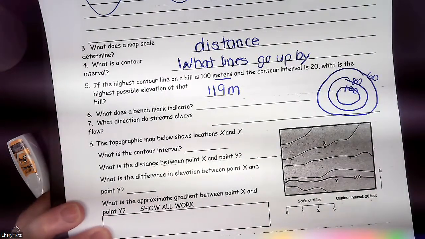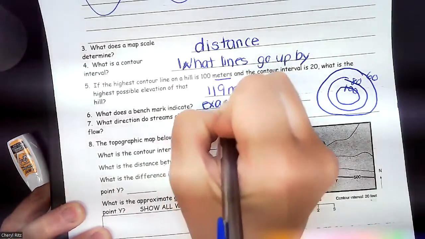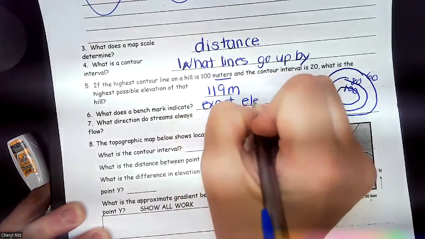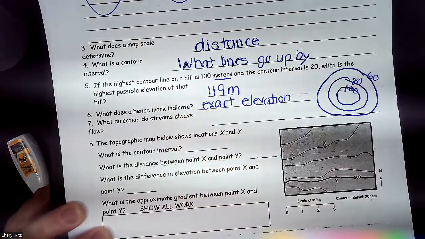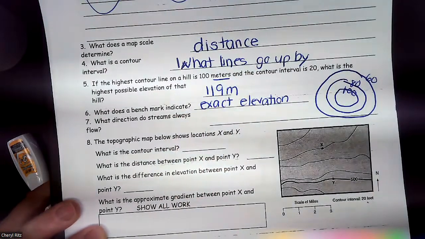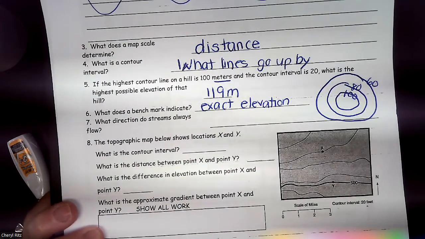If you don't remember what a benchmark is, that's a spot that marks the exact elevation. So somebody went with some fancy equipment and labeled that exact spot. But you need to have some reference points here and there so you can then estimate everything else.